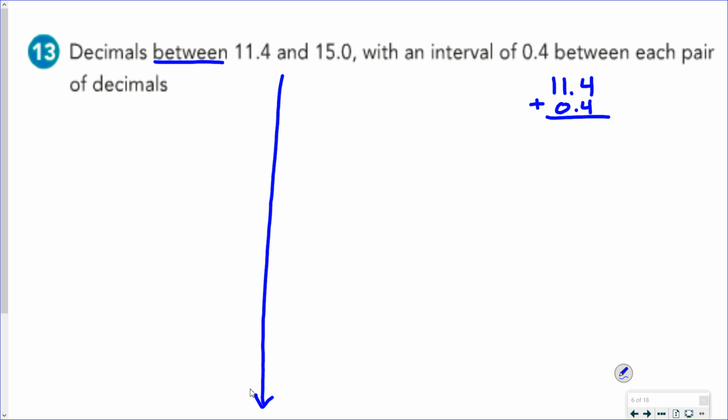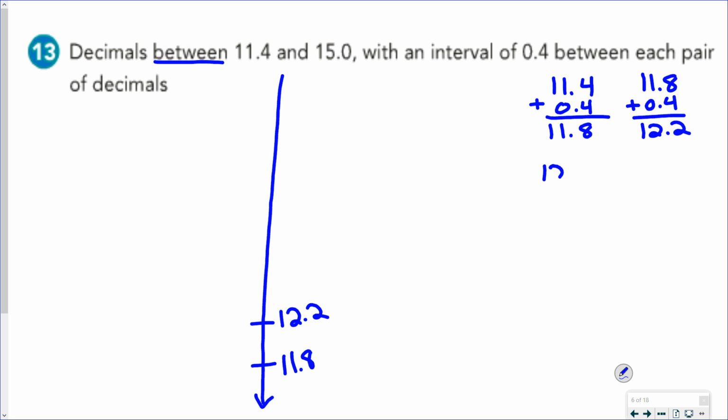I'm going to add 4/10 to that, which would give me 11 and 8/10 down here at the bottom. I'm going to put 11 and 8/10. And then to find the next value, I'm going to add 4/10 to my previous value, and that would give me 12 and 2/10. So that would be next up, and I would continue adding 4/10 to continue finding those values. That would be 12 and 6/10.